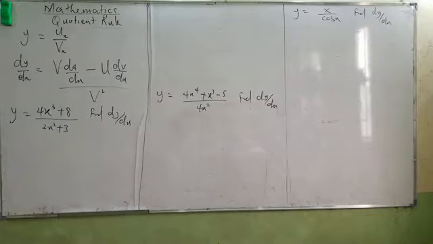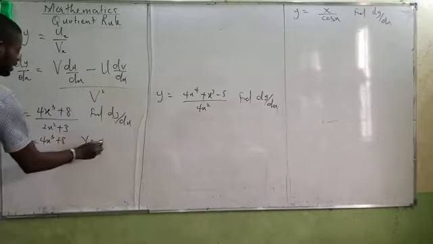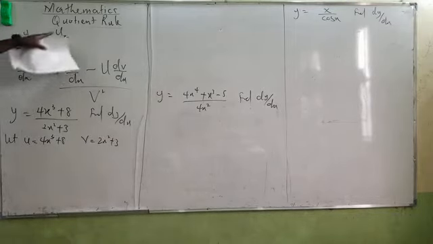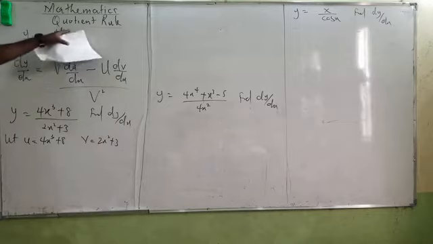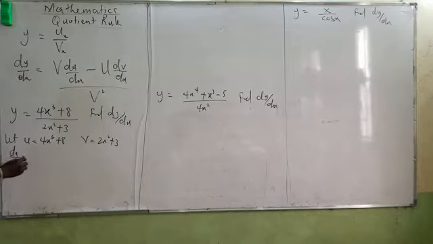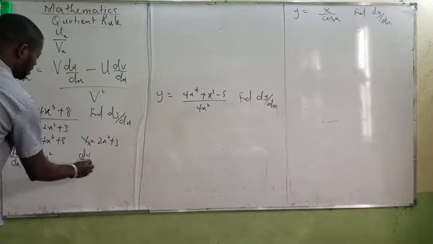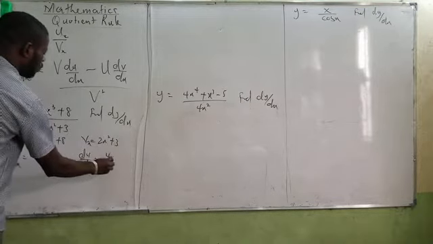Now, with these 3 examples, you try to understand. What I just need to do is let u equal 4x cubed plus 18, and my v equals 2x squared plus 3. Take note of this very well. This is very, very important. This is the principle that is guiding them. Now, I can also grab my du/dx, which will be equal to 12x squared. And dv/dx will be equal to 4x.